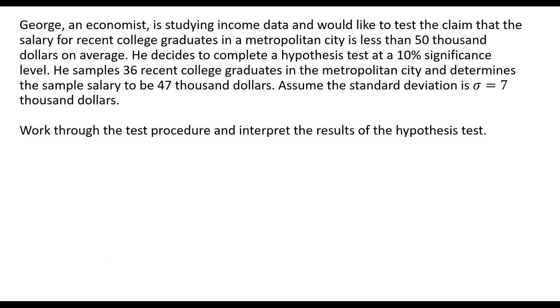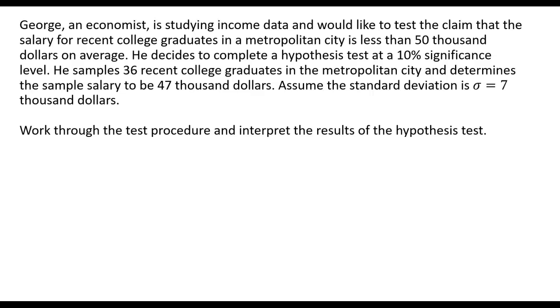George, an economist, is studying income data and would like to test the claim that the salary for recent college graduates in a metropolitan city is less than $50,000 on average. Remember that 50, we're going to need it. He decides to complete a hypothesis test at a 10% significance level. He samples 36 recent college graduates in the metropolitan city and determines the sample salary to be $47,000. Assume the standard deviation is sigma equals $7,000.